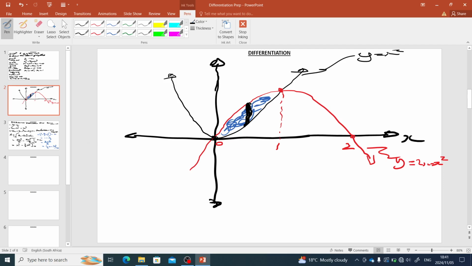curves. Determine the area between the curves. This is the strip that we determine within this area.